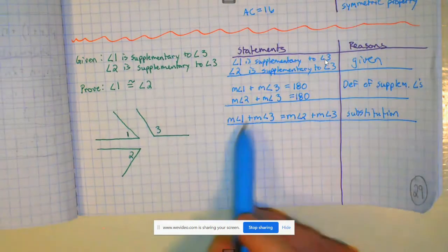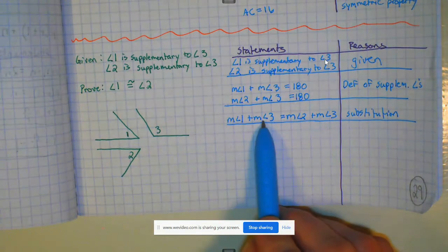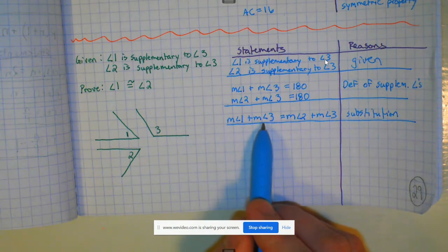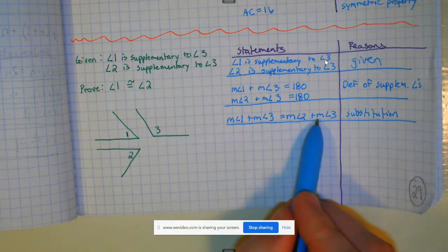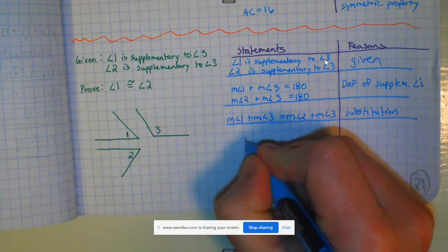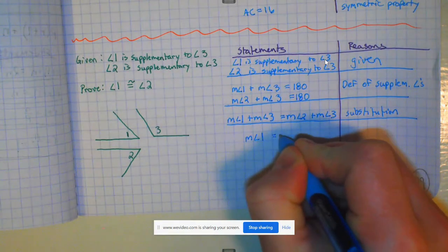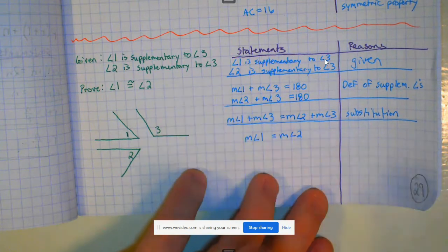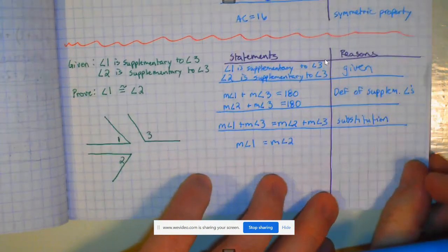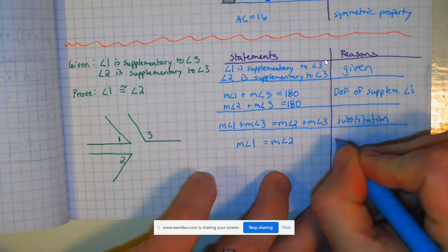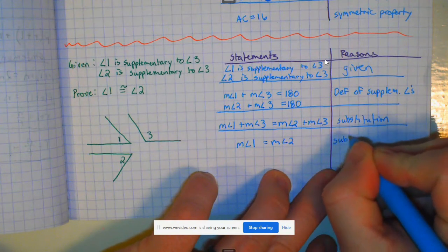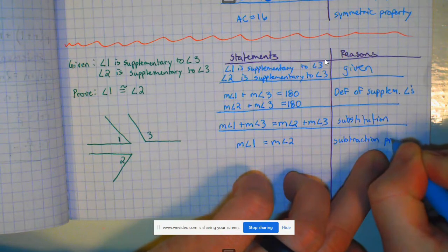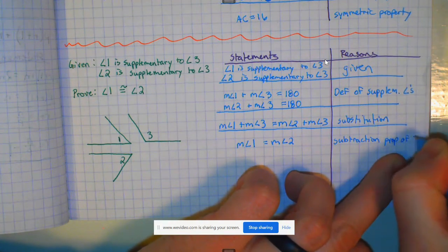Okay, well, looking at this, it looks like I got the measure of angle 3 on both sides. So I could subtract the measure of angle 3 from the left and the right, leaving me with the measure of angle 1 equals the measure of angle 2. Well, when I subtract the same thing from the left and the right, that is the subtraction property of equality.